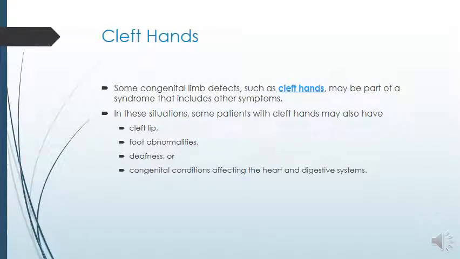Some congenital limb defects, such as cleft hands, may be part of a syndrome that includes other symptoms. In these situations, some patients with cleft hands may also have a cleft lip, foot abnormalities, deafness, or congenital conditions affecting the heart and digestive systems.